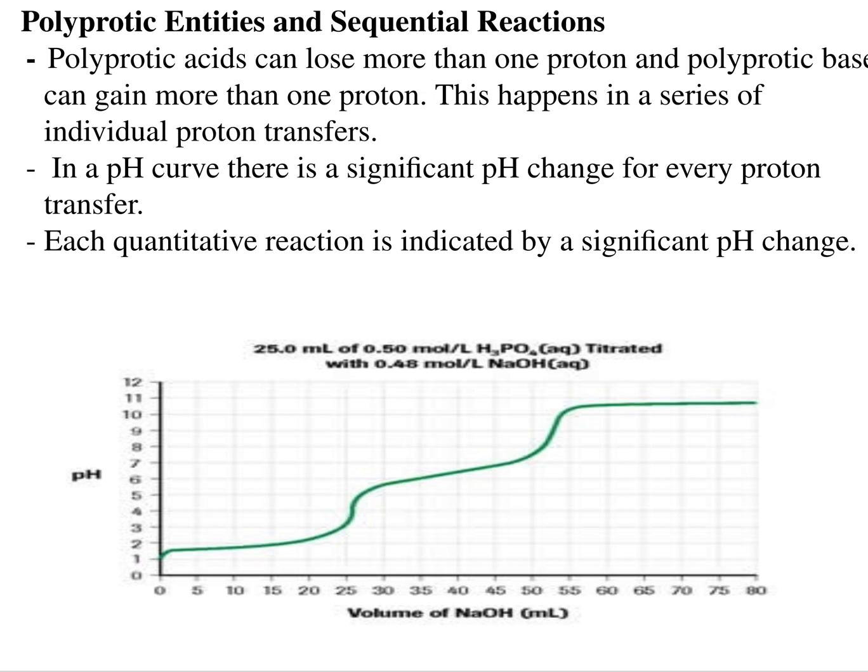You'll note that we never combine a weak acid and a weak base together. The reason that we don't do that is it becomes very difficult when you have two equilibriums going on simultaneously to get useful data. So we always will end up using a strong monoprotic acid or a strong monoprotic base as our titrant.